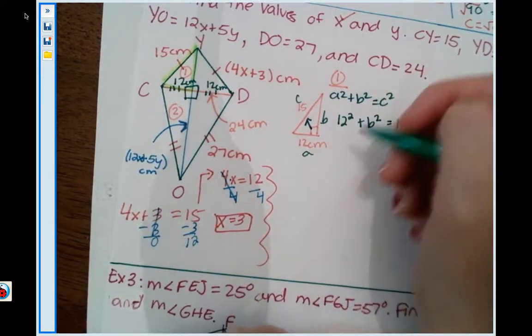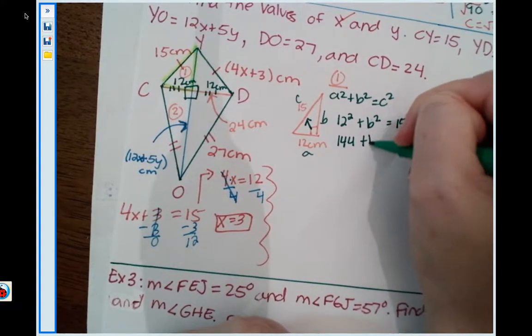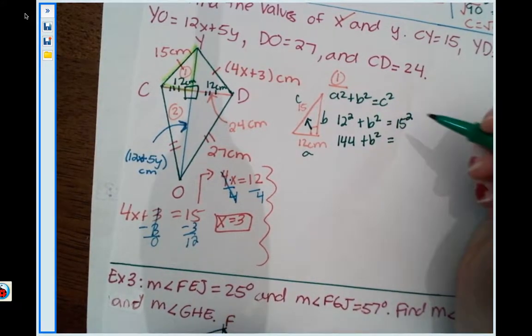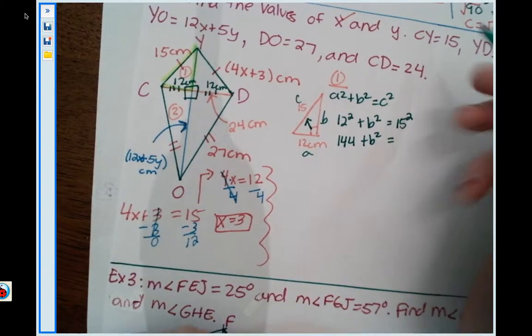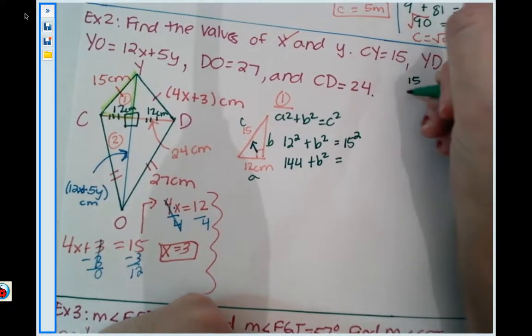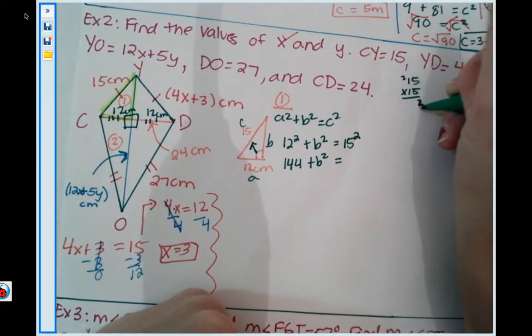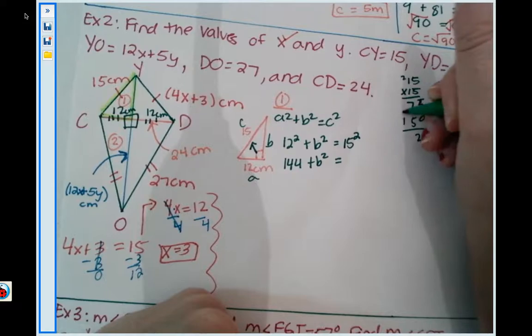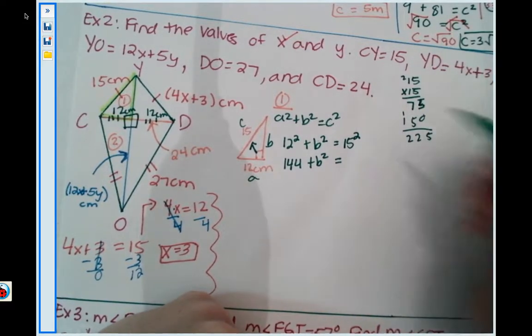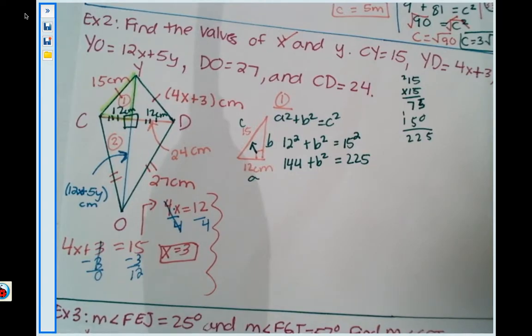Alright, let's do this thing. So 12 squared, 12 times 12 gives me 144, plus b squared equals 15 squared, which is, let me just do some side math to make sure I don't mess it up. Alright, so 15 times 15, 25, 2 at the top, 7051, so this will be 225. That's what I thought, but it doesn't hurt to check if you're second guessing yourself. Alright, so 15 squared is 225.